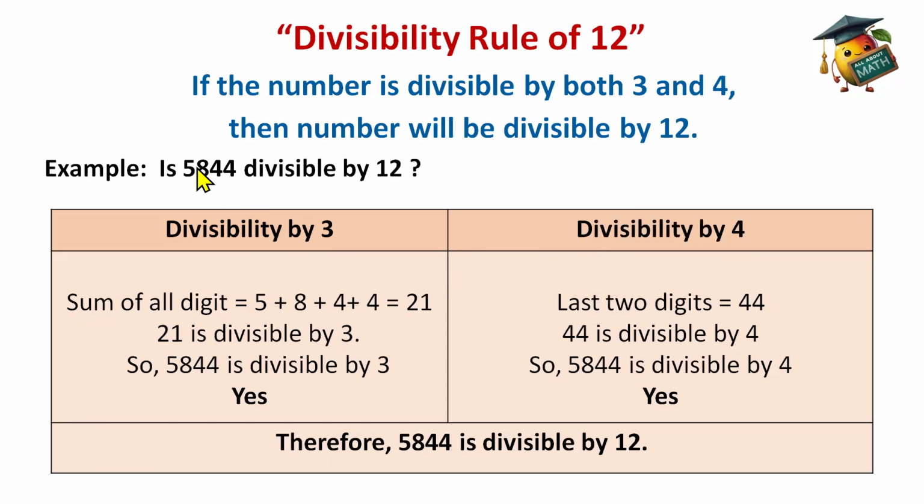Add all the digits, 5 plus 8 plus 4 plus 4. You get 21. 21 is divisible by 3 because 21 comes in the table of 3. So this number is divisible by 3. You got yes here. Divisibility rule of 4.